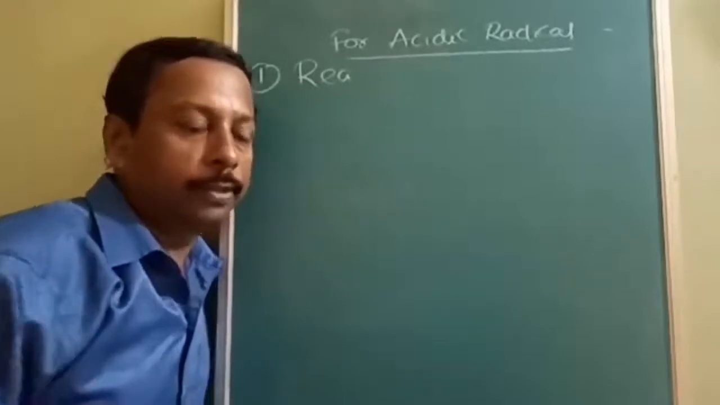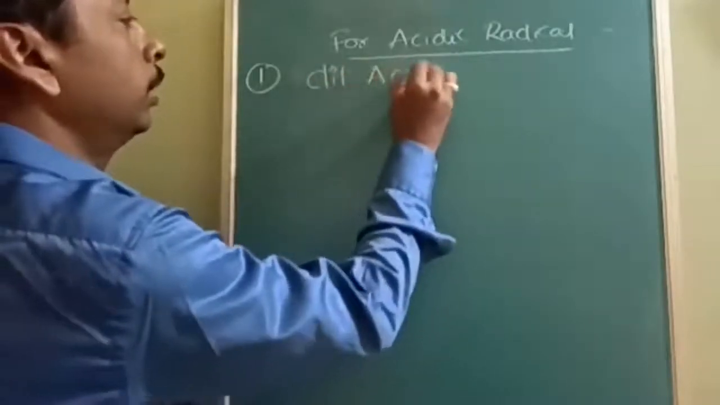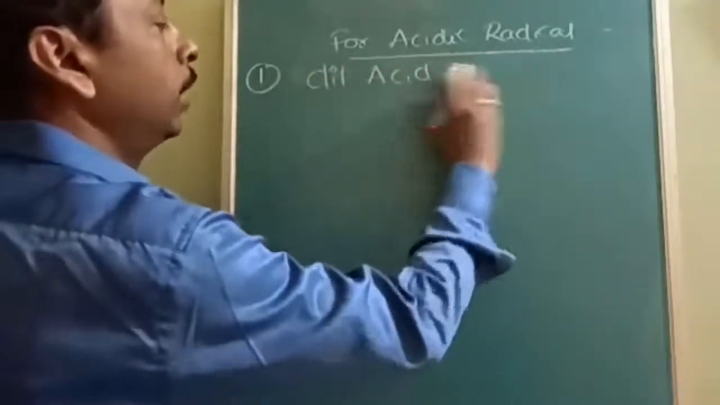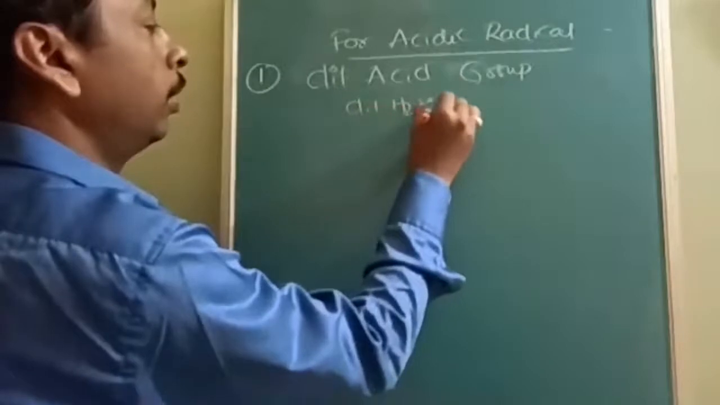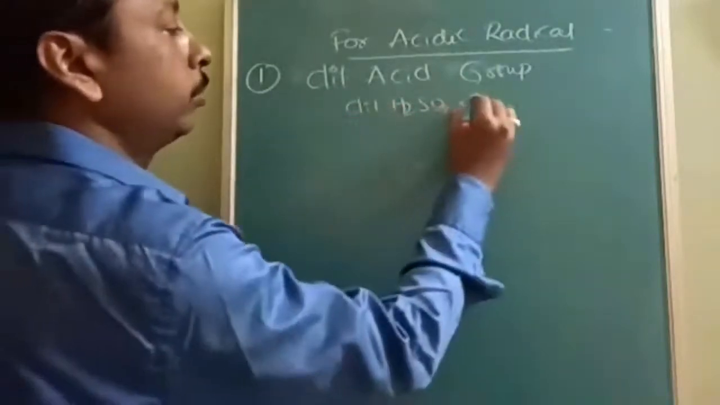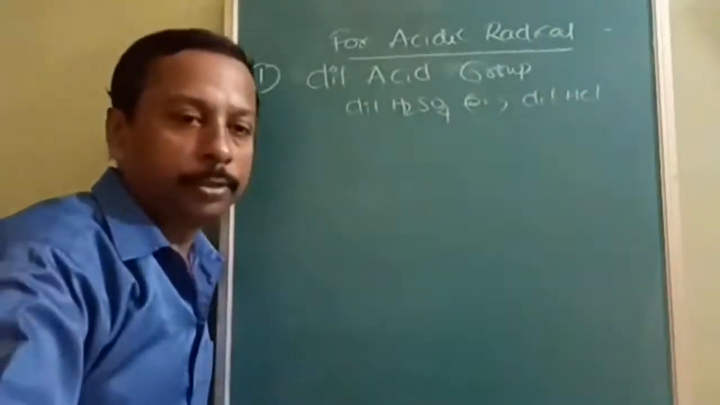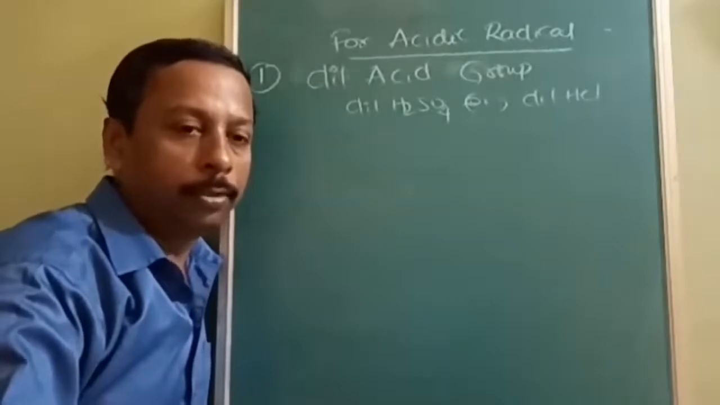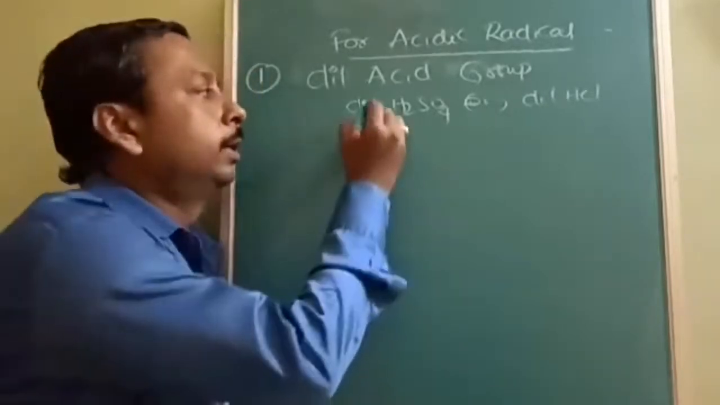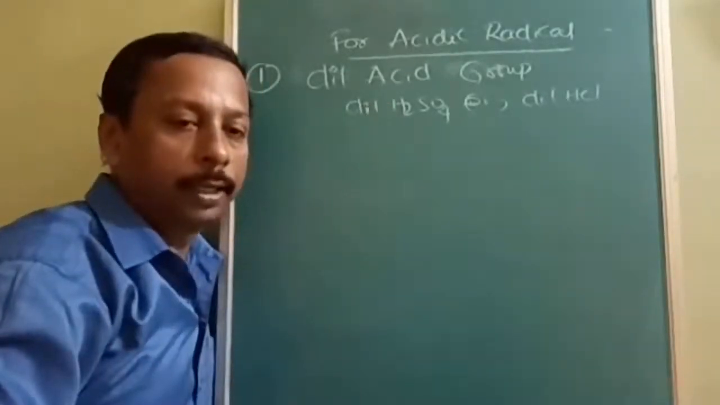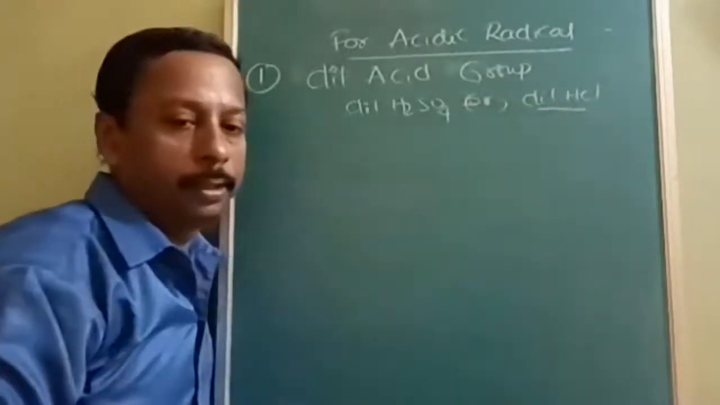Understood? So we will do the first. What is the first group? The first group is called the dilute acid group. What can we add? We can add dilute H2SO4. Normally we prefer dilute H2SO4. Otherwise, we can also use dilute HCl. If it is not able to cope with the dilute, then we will use concentrated acid. In the concentrated group, it consists of only concentrated H2SO4. Concentrated HCl is rarely used.